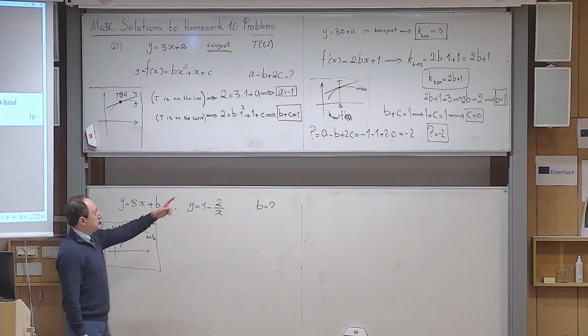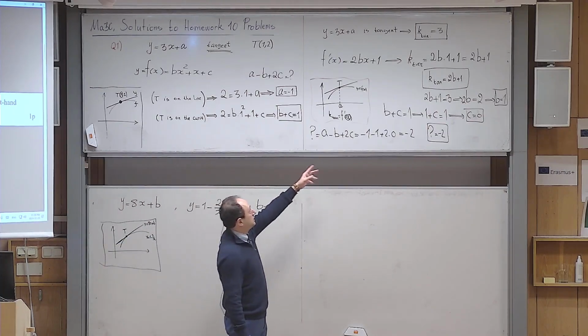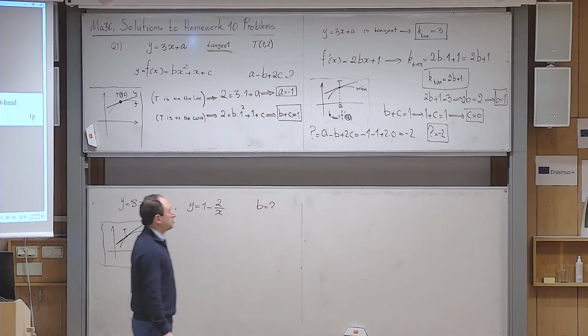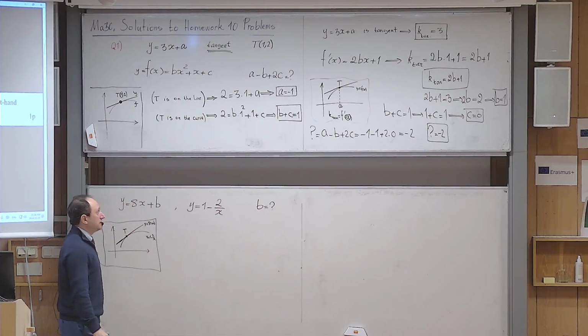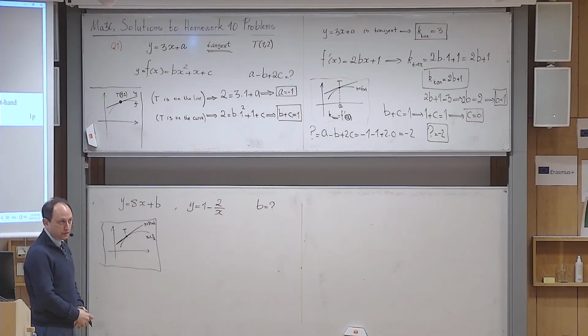If this is going to be useful for this problem, I need to calculate the derivative of the function and calculate the derivative at the x-coordinate of the point of tangency. Yes? But what the point of tangency is, I don't know. So what should I do?